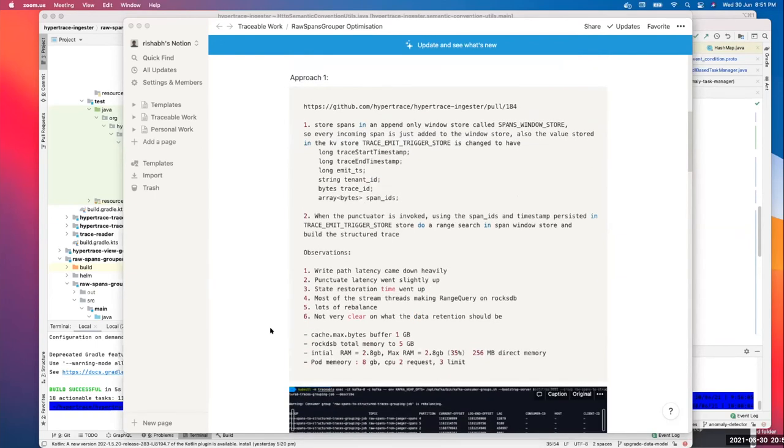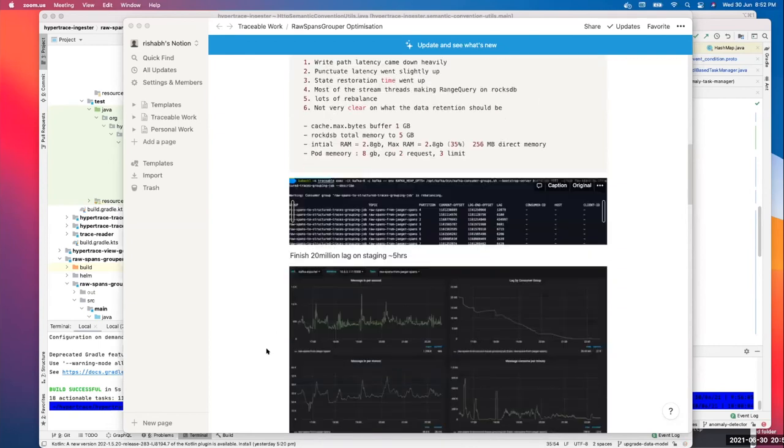To start with, we stored spans in a window store. A window store is basically a time-based store, so you can specify a retention of say 1 hour, 2 hours or 3 hours, and then the data is stored for that amount of time. The biggest problem we saw with this approach is that a large amount of state had to be maintained for the application, which was proving to be a big overhead, and managing this extra state was difficult for us. So we moved on to another optimization on top of this.